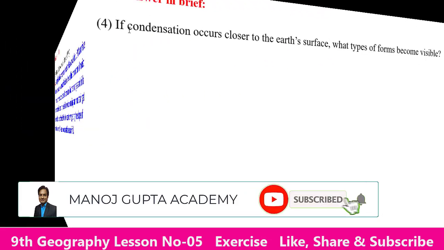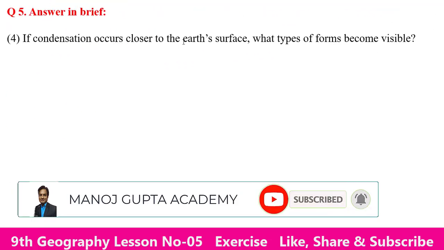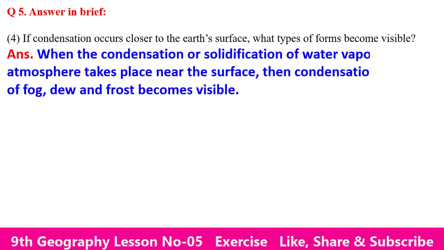Now next, fourth. If condensation occurs closer to the Earth's surface, what forms become visible? The answer is when the condensation or solidification of water vapor in the atmosphere takes place near the surface, condensation in the form of fog, dew and frost becomes visible.